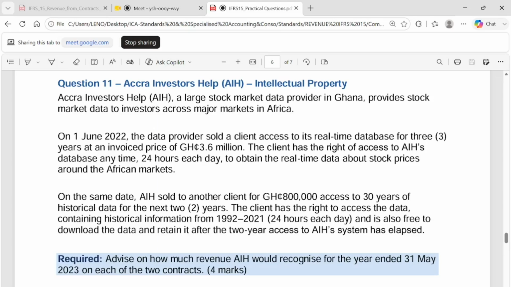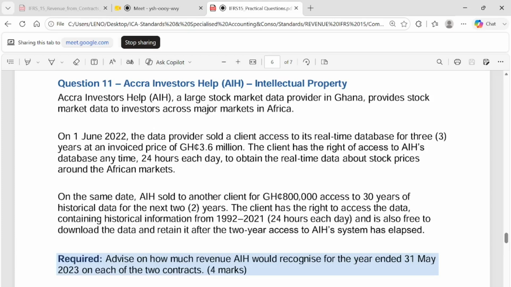the AIH system has elapsed. Advise on how much revenue AIH will recognize for the year ended 31st March 2020 on each of the 2 contracts. Now, this arrangement falls under licenses.